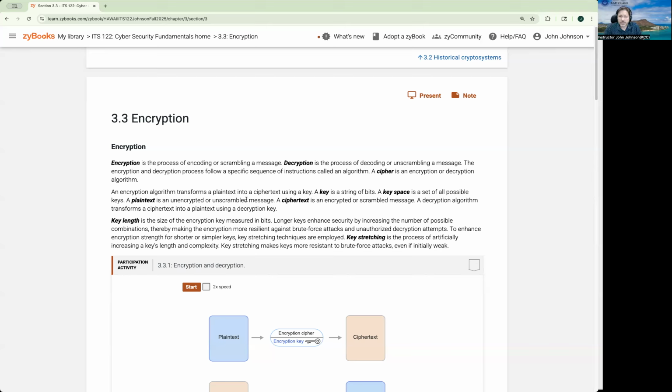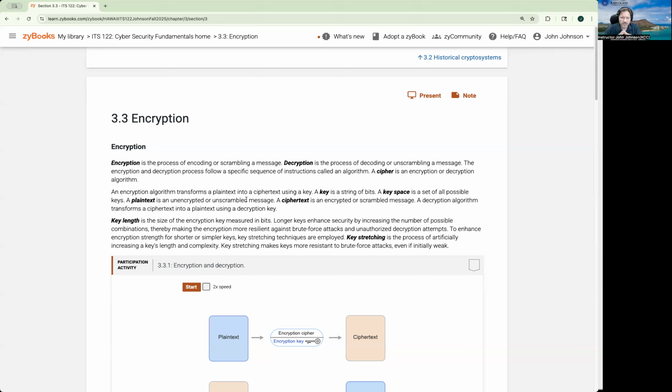So now we're going to talk about the key length. The key length is the size of the encryption key. That's going to be measured in bits. Remember, bits are just long sequences of zeros and ones. So the longer the key is, the more secure it's going to be, by increasing the number of possible combinations that you have. The more you have, the more resilient it's going to be against brute force attacks, where you're just trying one after the other, and unauthorized decryption attempts.